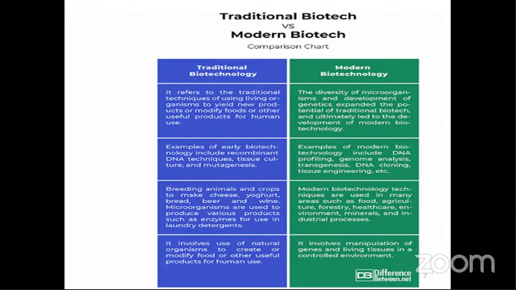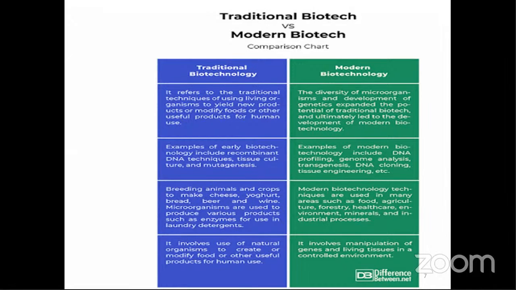I will tell you, like curdling of the milk, correct? Then in modern, the diversity of microorganisms and development of genetics expanded the potential of traditional biotech, and that becomes the modern biotechnology. Okay, and ultimately led to the development of modern biotechnology. Then examples of early biotechnology include recombinant DNA techniques, tissue culture, and mutagenesis. Then examples of modern biotechnology include DNA profiling. I've told you what is DNA profiling, that is fingerprinting, okay, genome analysis, then transgenesis, then DNA cloning, tissue engineering, etc.